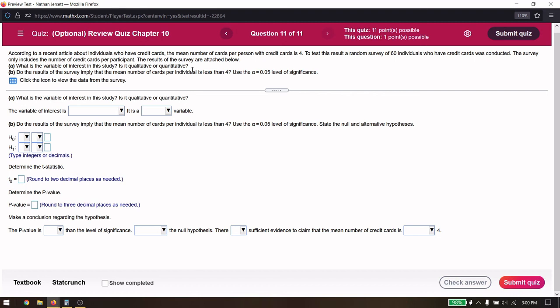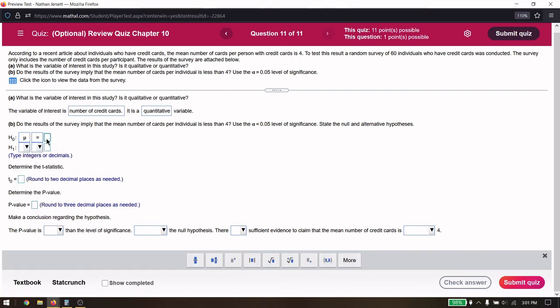And they're working with 60 individuals. That's greater than 30. Therefore, we can use the normal distribution to approximate it, and we can use hypothesis testing. So the variable of interest is the number of credit cards. That would be a quantitative variable because it's a number. It's not like a color or something like that. It's a number. Okay, so do the results of the survey imply the mean number of cards is less than 4? So we're assuming the mean equals 4, and we want to know, is it less than 4?